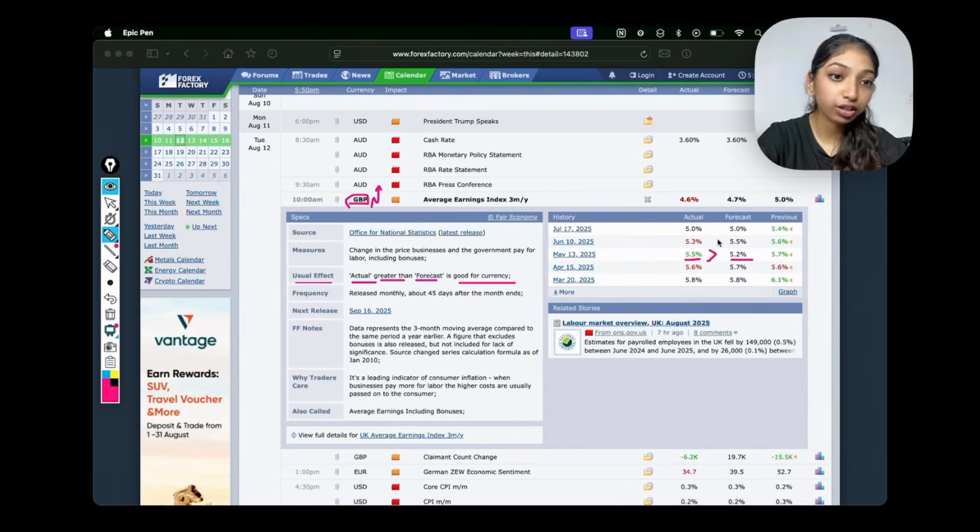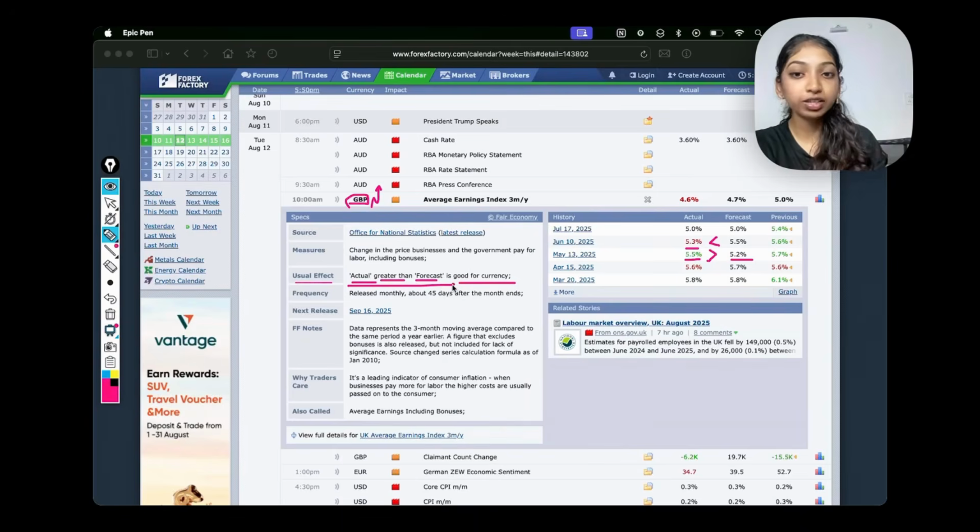Now, vice versa. If the forecast is greater than actual, which means it's bad for the currency. So it's bad for GBP currency pairs. As simple as that. So if actual is greater than forecast, it's good for the currency. But if forecast is greater than actual, then it's bad for the currency. And if it comes out exactly as the forecast, then look at the previous number for direction. All right, here, the previous data for direction.